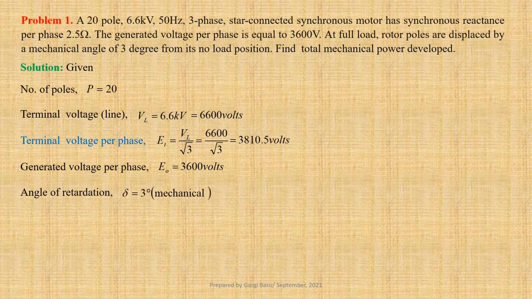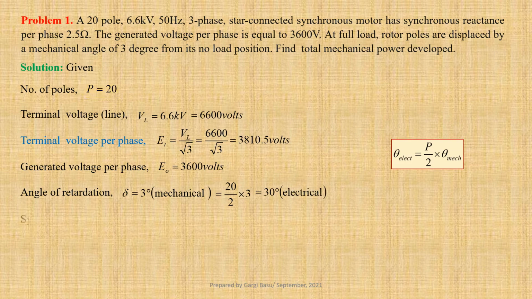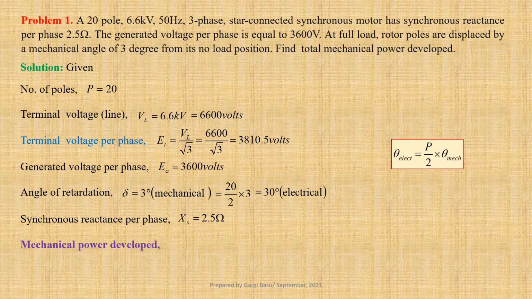Given generated voltage per phase E0 equals 3600 volts and angle of retardation delta equals 3 degree mechanical. Since theta electrical equals P by 2 into theta mechanical, we get delta equals 20 upon 2 into 3, that gives us 30 degree electrical. Synchronous reactance per phase Xs equals 2.5 ohm. Since the armature resistance is negligible, the expression for mechanical power developed Pm equals 3 times E0 Et by Xs into sine of delta.